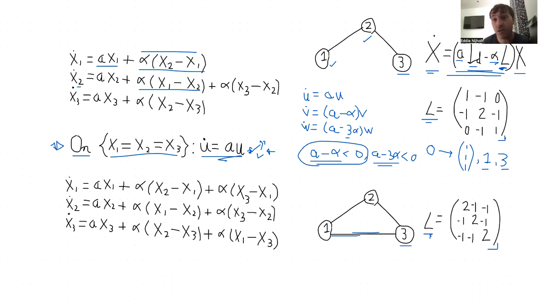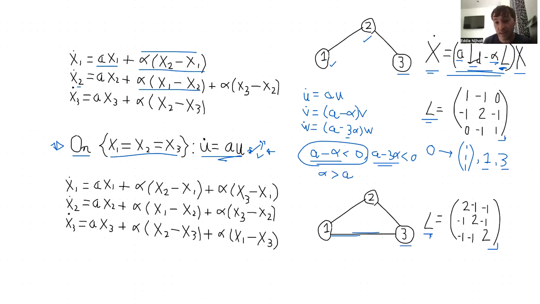So it's slightly different because in that first case, remember our first network, we had that alpha had to be bigger than a over 2. So that was a weaker condition. Now alpha, in fact, has to be bigger than a. So let me put that alpha has to be bigger than a. So if we couple them strongly enough, precisely this strong, then we will see synchronization.